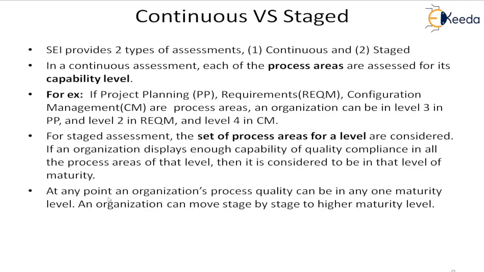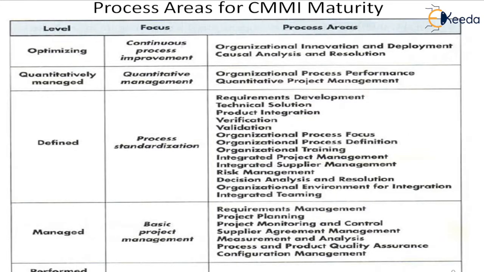At any point, an organization's process quality can be in any one maturity level, but an organization can move stage by stage to a higher maturity level. That means if today it is at level 2 or level 3, then after improving its process, it can go to level 4 or level 5. So because of the staged assessment, we need to define a set of process areas and associate it with the maturity level.